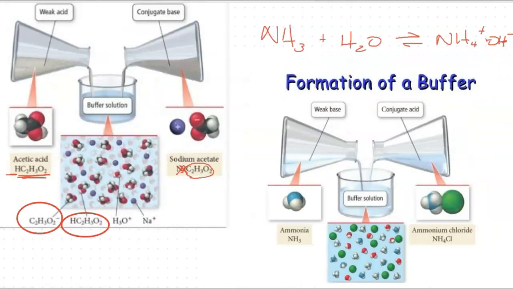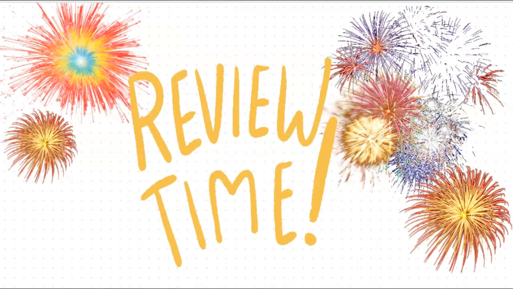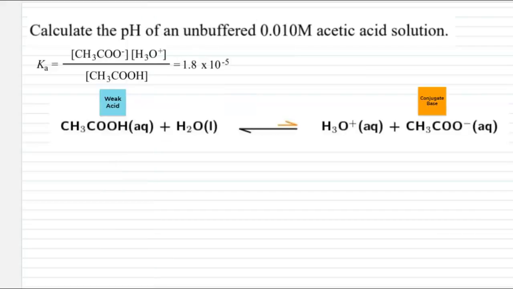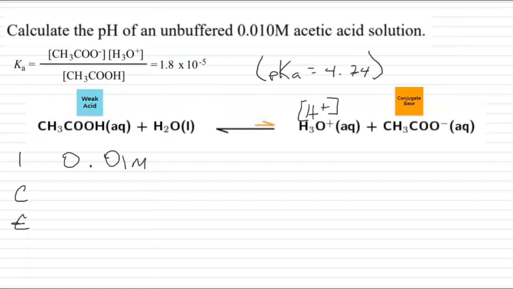All right. Now that we've talked a little bit about what acids and bases are, or what a buffer solution is, now it's time to do a little bit of review. So let's take a look at some calculations. For our first calculation, we are going to be simply calculating the pH of an unbuffered 0.01 molar acetic acid solution. So here on the left, I've got the Ka expression written.